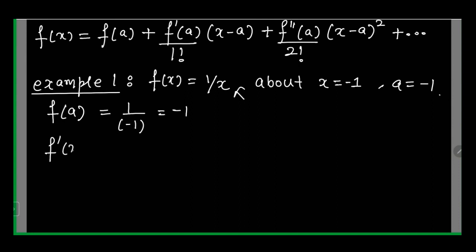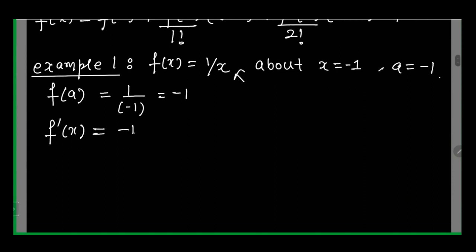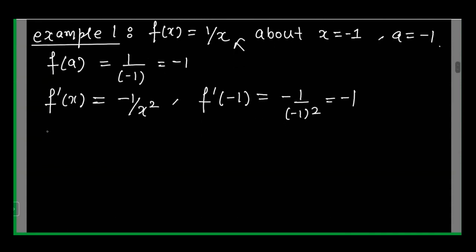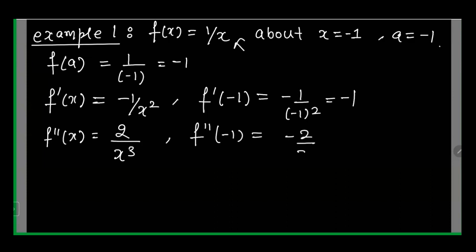Now I will find f dash x. I will differentiate one time. If I differentiate 1 by x, I will get minus 1 by x square. Now I will put the value of my a here, so I will get minus 1 whole square. Again, I will get minus 1. So you have to differentiate it and then put the value of a. Now again differentiate it. If I do one more differentiation, I will get 2 by x cube. And if I put the value of minus 1 here, I will get minus 2 by x, minus 2, simply minus 2.